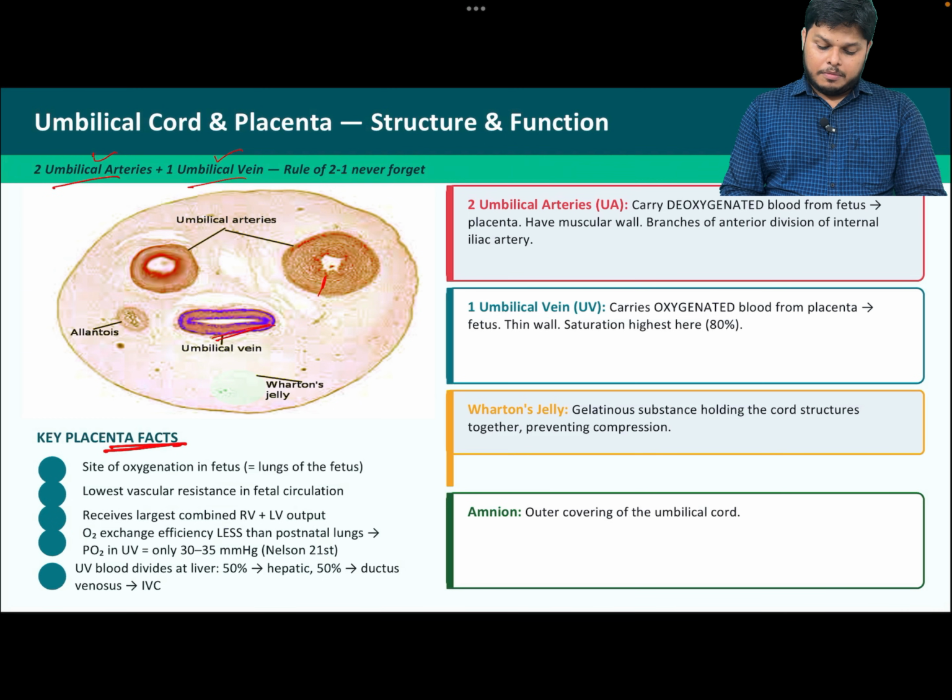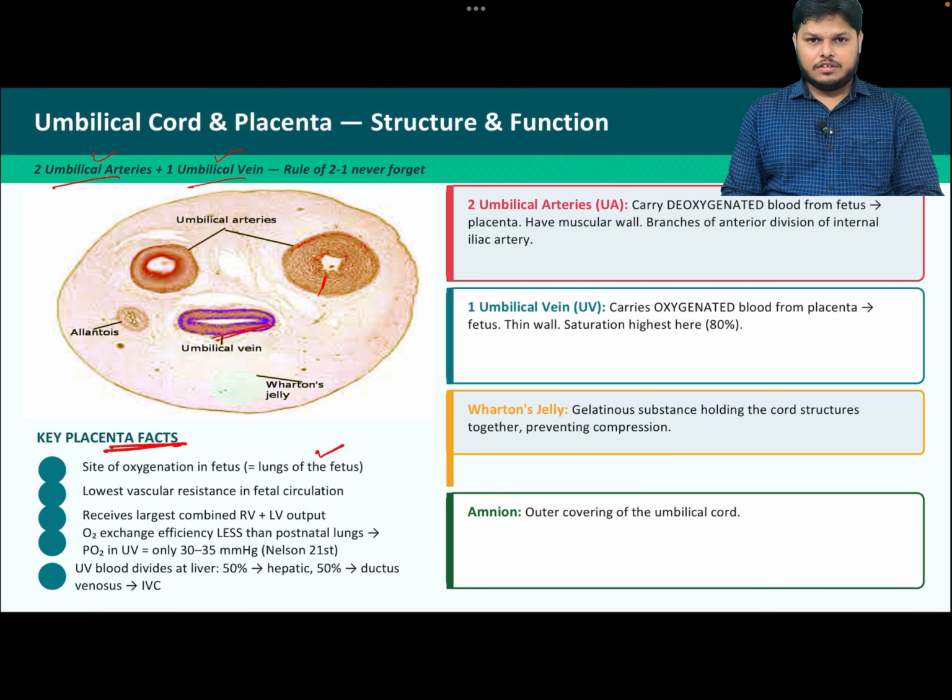So the placenta facts. Site of oxygenation in the fetus, as we know, is the placenta, not the lung of the fetus. Lowest vascular resistance in the fetal circulation is the placenta. Everything is a question. You read this topic, the slides will be uploaded in the Telegram channel. Read it continuously. If you read for one day it feels like you will understand, but after some days you will forget. So revise it continuously. It is in PowerPoint form, so you can revise anywhere, even on your phone.